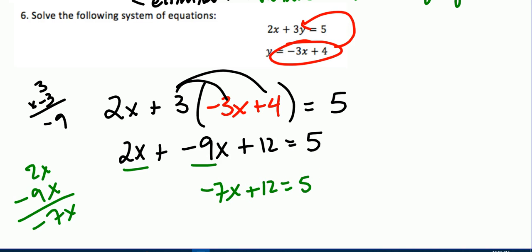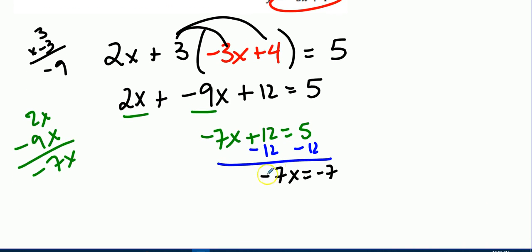And then I'll go and subtract 12 from both sides. And I get negative 7x equals negative 7. And we would divide both sides by negative 7. Since we're multiplying, we'll divide by negative 7. We get x equals 1.